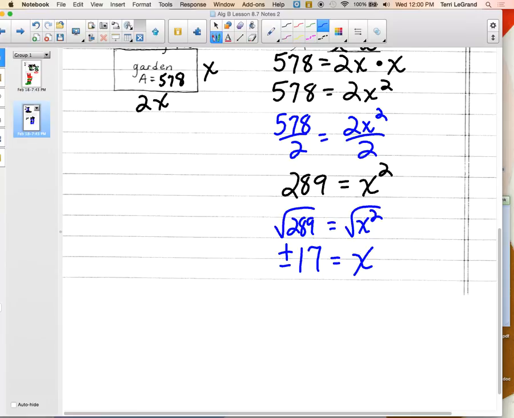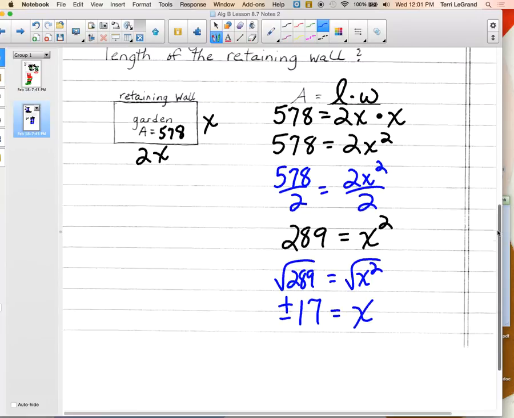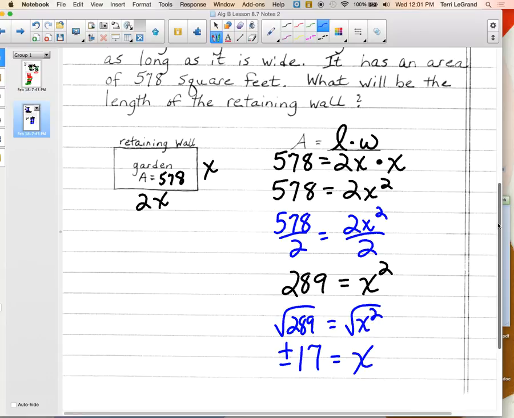And we can say equals because we didn't have to round, did we? Okay. Now, what was the original question? What's the length? So what is the length of this garden? 17. Or this retaining wall? 17? Oh, really? You would pick that answer from a multiple choice bank and be happy with it? Are you kidding me? Check. It's wrong.